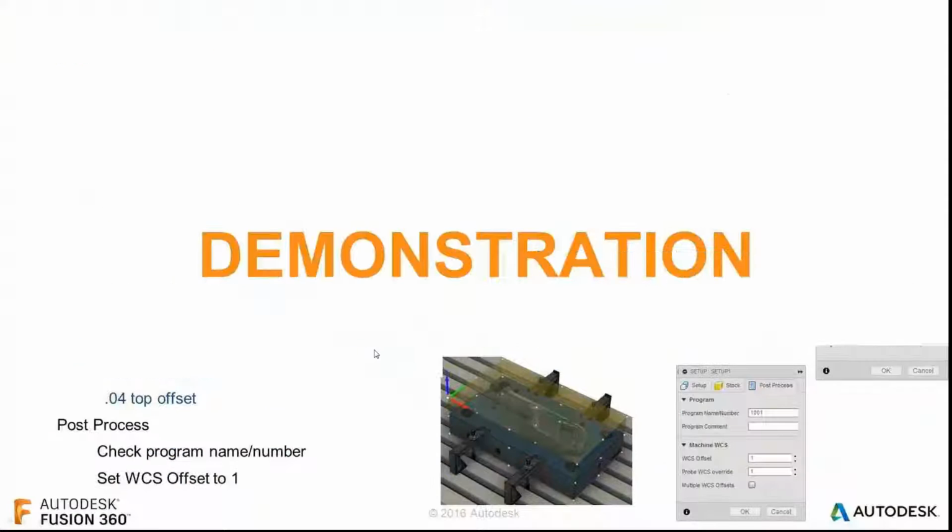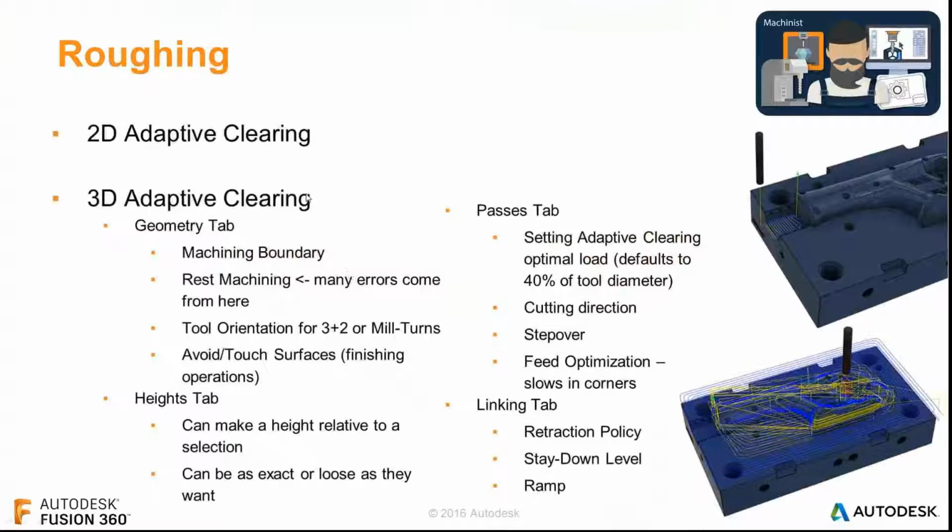The next thing we're going to do is some roughing out. So let's have a look at the process of doing some roughing. It can also be referred to as adaptive clearing. There are two types of adaptive clearing we are going to look at: 2D adaptive clearing and 3D adaptive clearing. The big elements to think about are what material you are going to select to be removed, and what the tooling is that you're going to use.